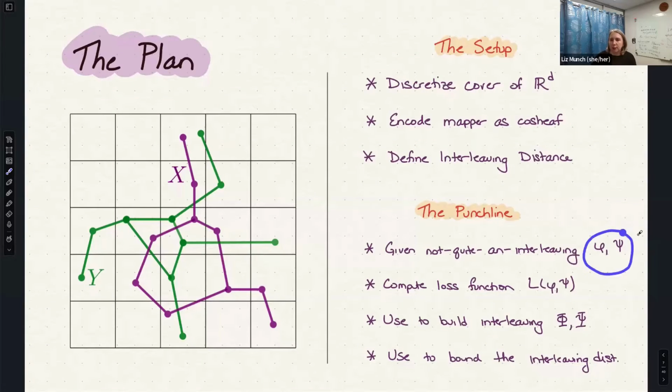So this is the big bit up here: we're going to have, like Michael Robinson stuff, right? We're going to have something that looks like it should be an interleaving, but isn't necessarily, and measure the quality of that thing for our inputs. Okay.